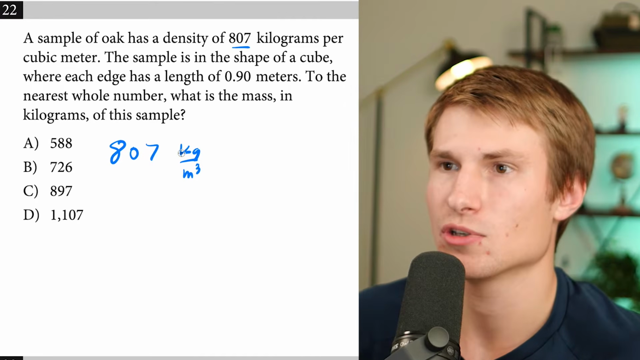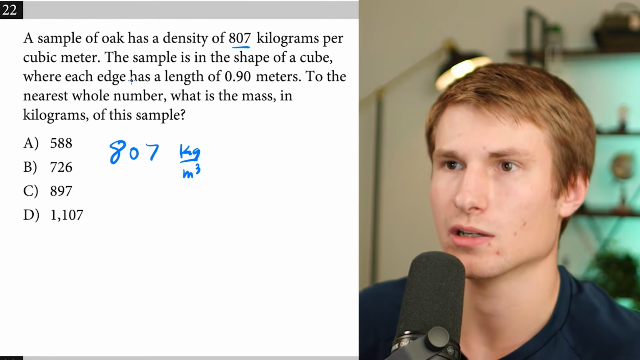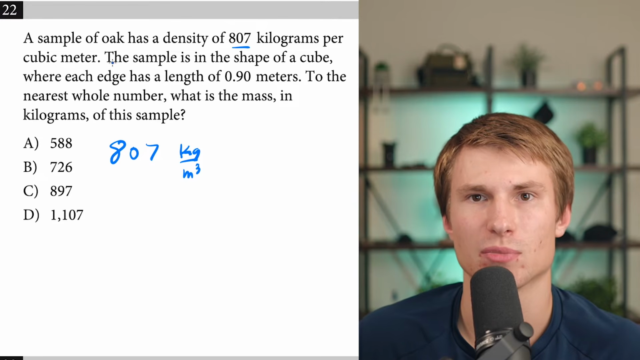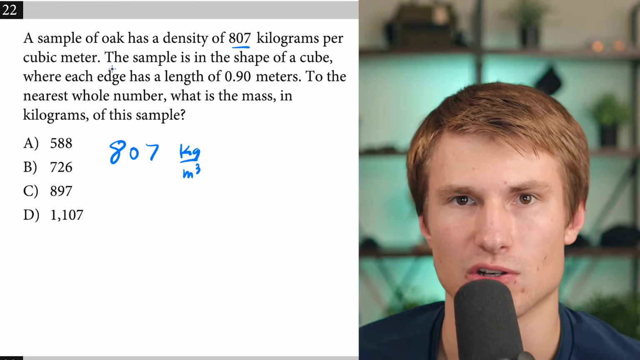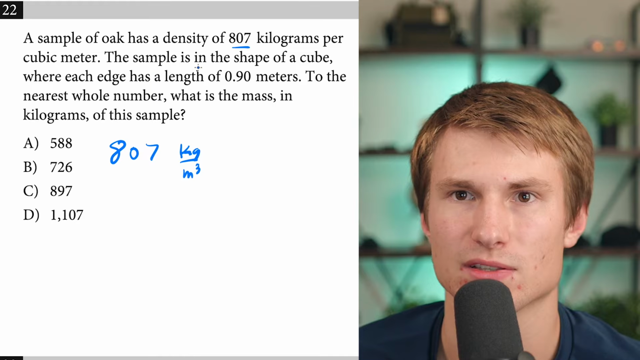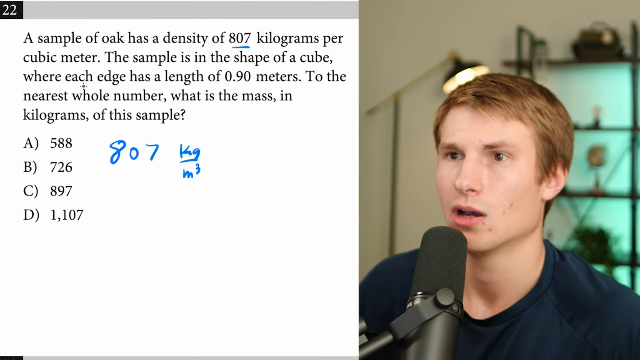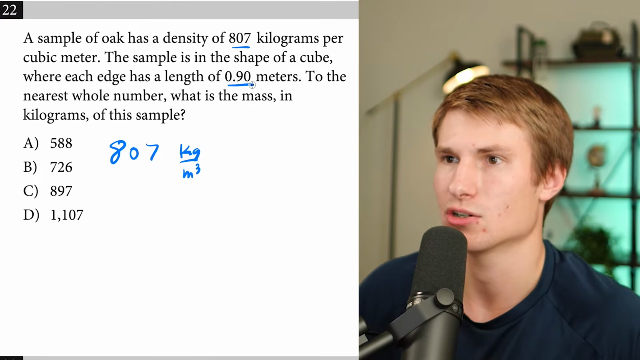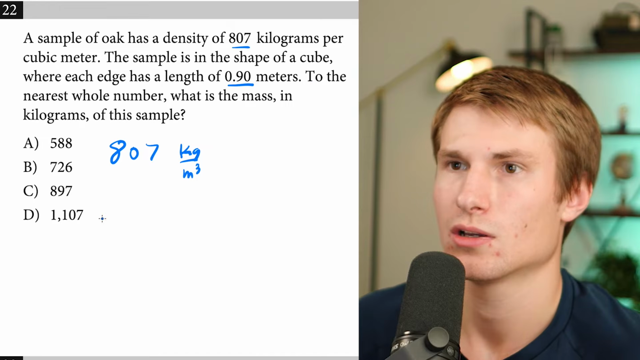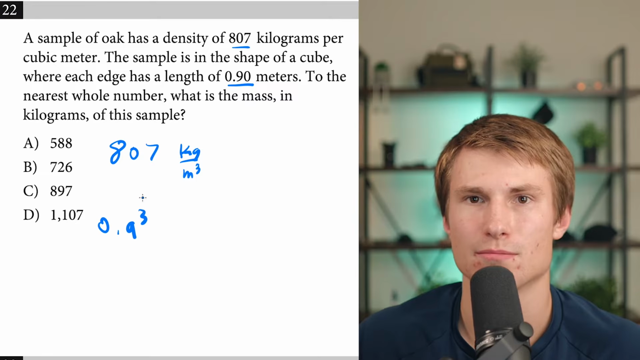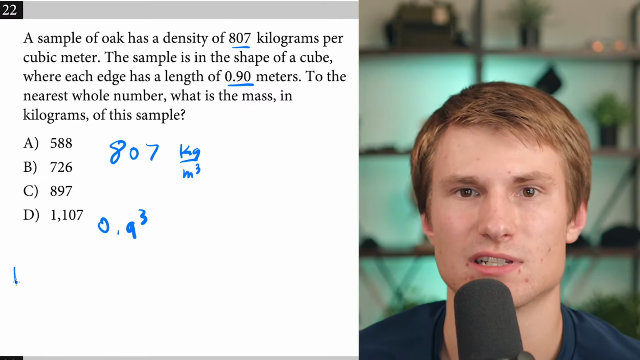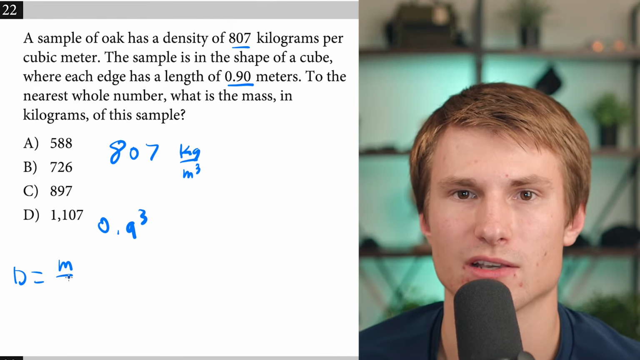Okay, it's helpful to use units because it'll help you to check your work and also make sure you have the correct initial setup by making sure that you have consistent units in your equation, which I'll show you as we go through this. The sample is in the shape of a cube where each edge has a length of 0.9 meters. To the nearest whole number, what is the mass in kilograms of the sample? Okay, so we need to solve for mass. We know that density is equal to mass over volume.